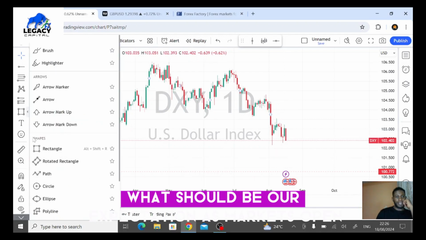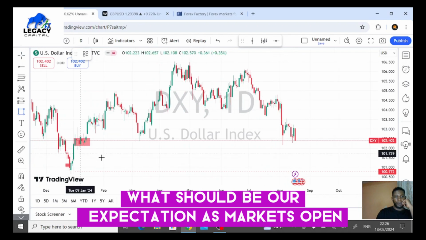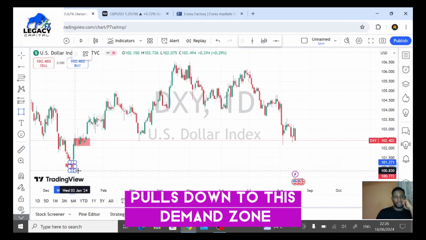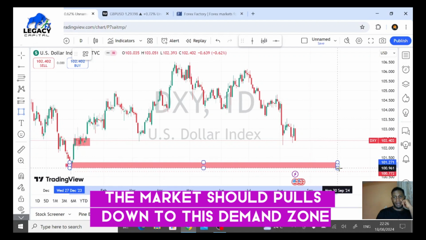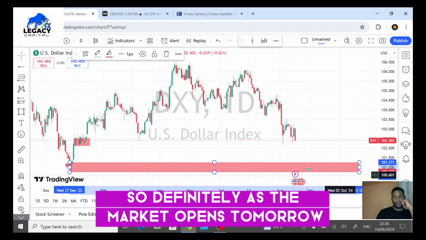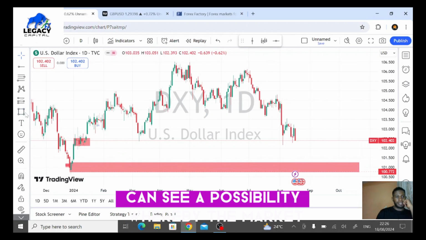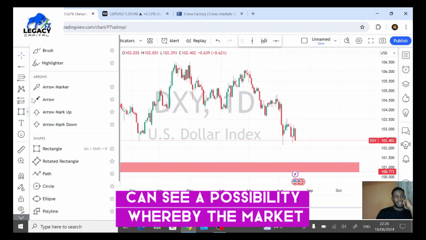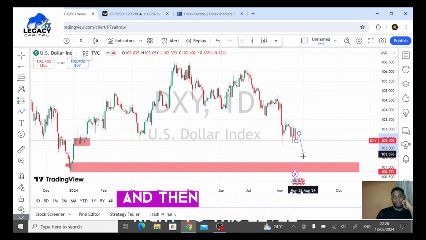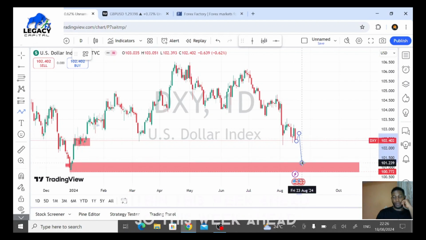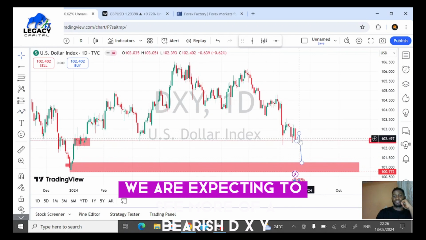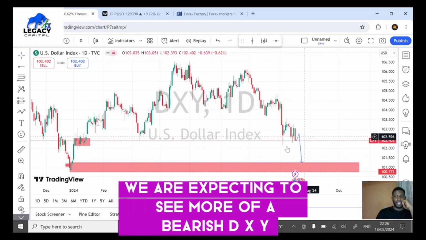So what should be our expectation as the market opens? We should be expecting to see the market pull down to this demand zone. So definitely, as the market opens tomorrow, we can see a possibility whereby the market can retrace back a bit and then fall down right to this level within this week ahead. So this week ahead, we are expecting to see more of a bearish DXY.